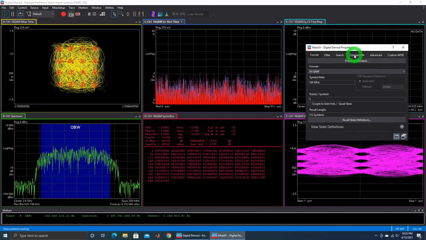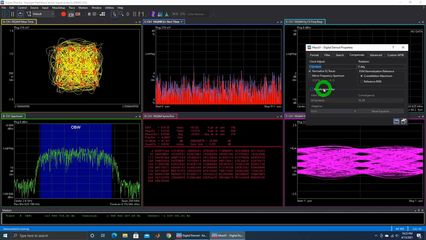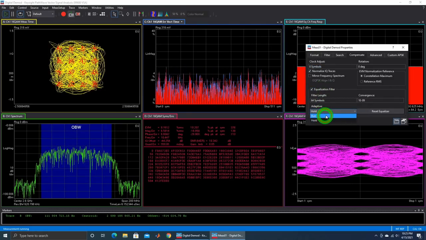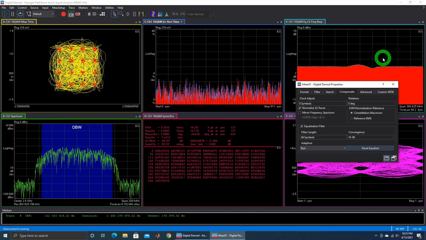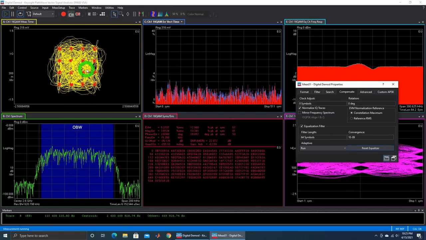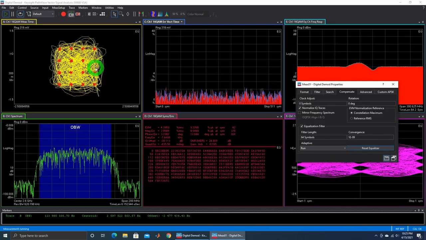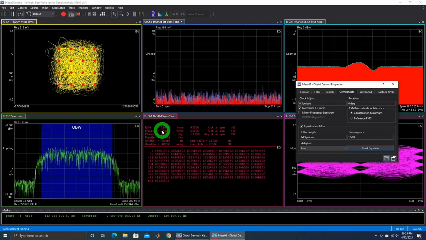So we're going to go under compensate over here. I'm going to turn on the equalization. I'm going to let the equalization run. As soon as I do that, we can see that the instrument tries to equalize the channel, and the dots in the constellation begin to coalesce into single points, and the EVM will improve drastically.